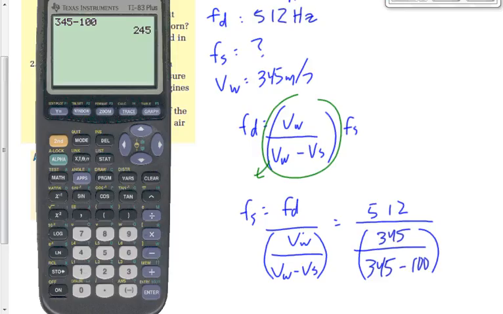Now let's say 345 divided by that gives me 1.41. So on the bottom we get 1.41. Now let's say 512 divided by 1.41 gives us 363, 364.